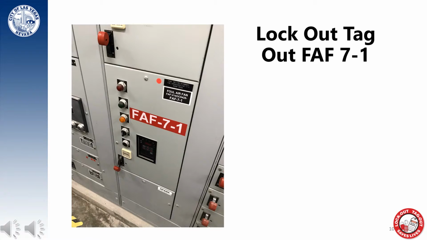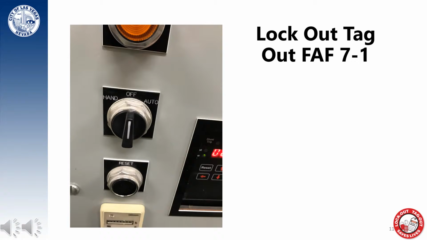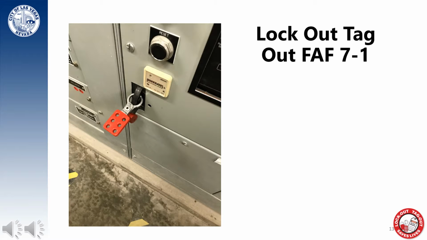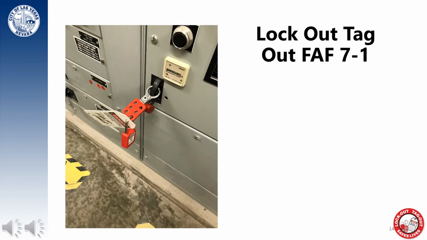Foul air fan 7-1 has now been shut down. Turn the HOA switch to the off position. And finally, switch off the breaker. Place a hasp on the breaker lever. Attach a red operations lock and an informational tag to the hasp.